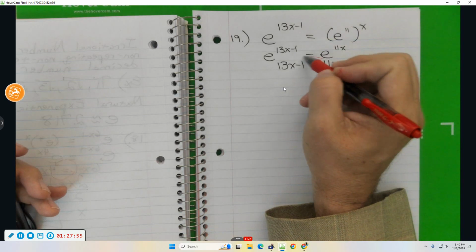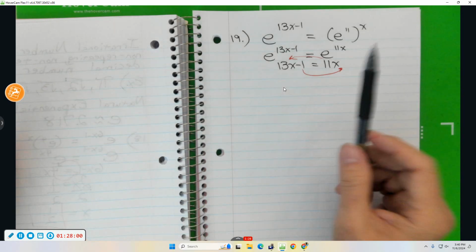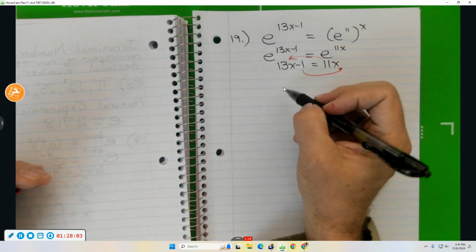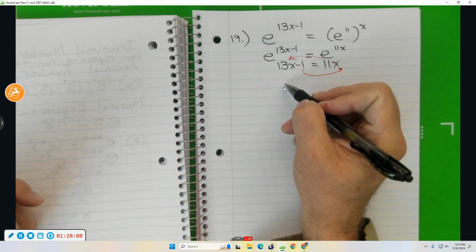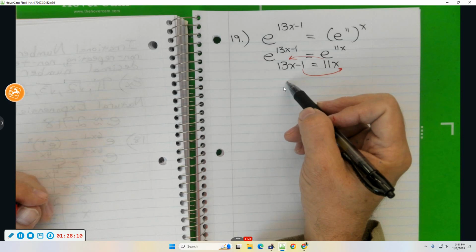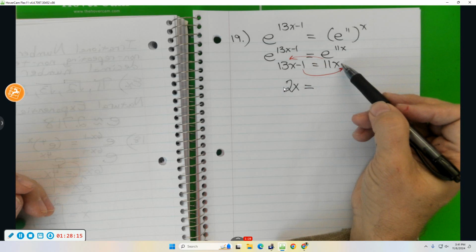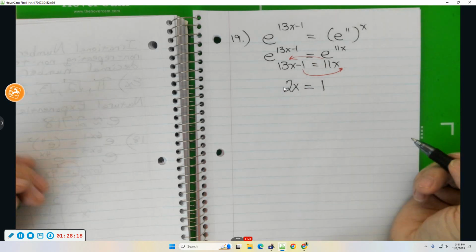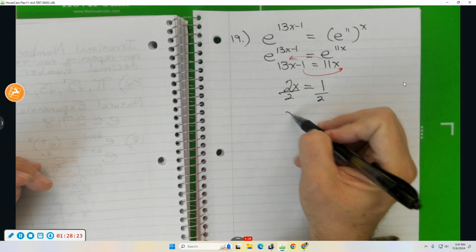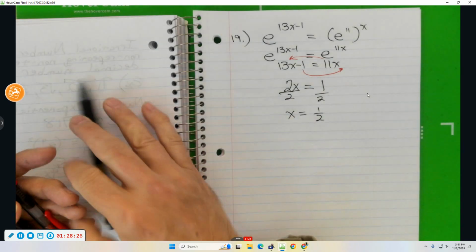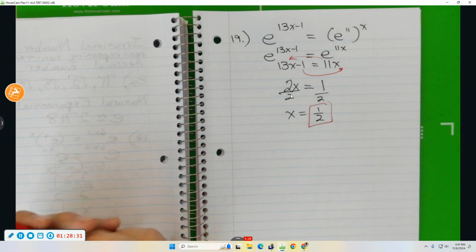We'll move the 11x over. We'll move the minus 1 over to give me 13x minus 11x is... Oh, this is looking familiar, isn't it? What am I going to have on the left side? 2x. What am I going to have on the right? 1. And that gives us a final answer of 1/2. Once again, don't decide that if there's an e, the answer is 1/2. That's just a coincidence here.